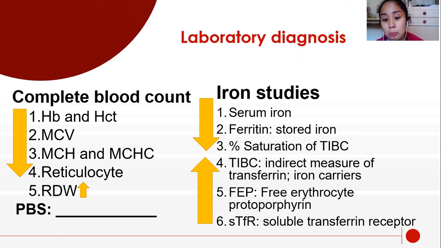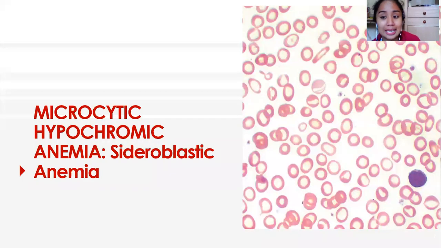Free erythrocyte protoporphyrin: once iron is decreased, protoporphyrin will increase. And soluble transferrin receptor, sTfR, may come out on the board, so it is also increased. Please put in your notes, at the end of microcytic and hypochromic anemia, there's a table there.